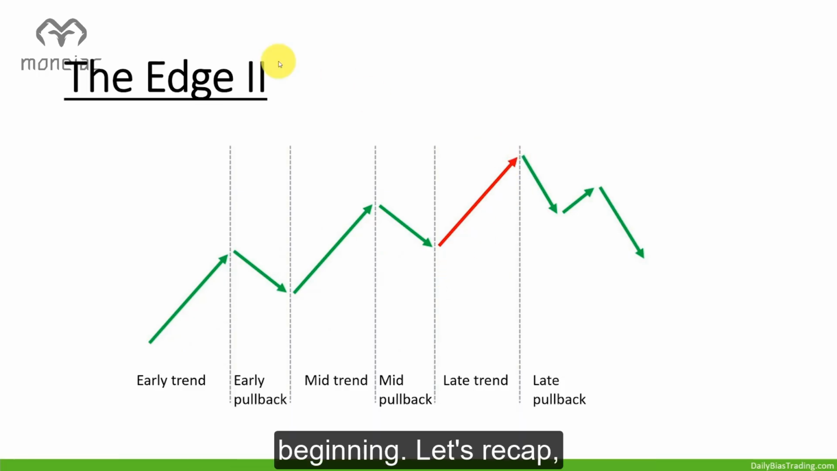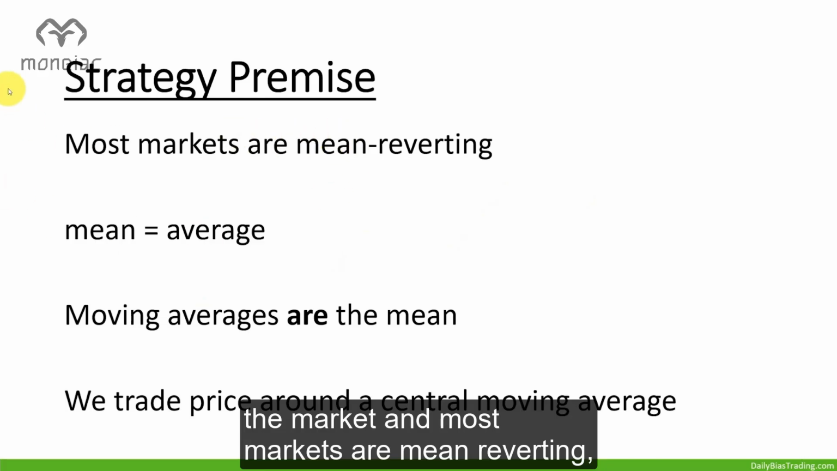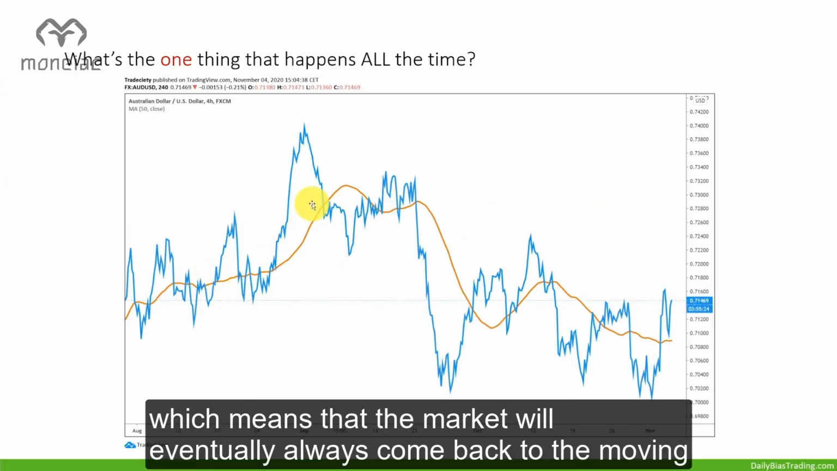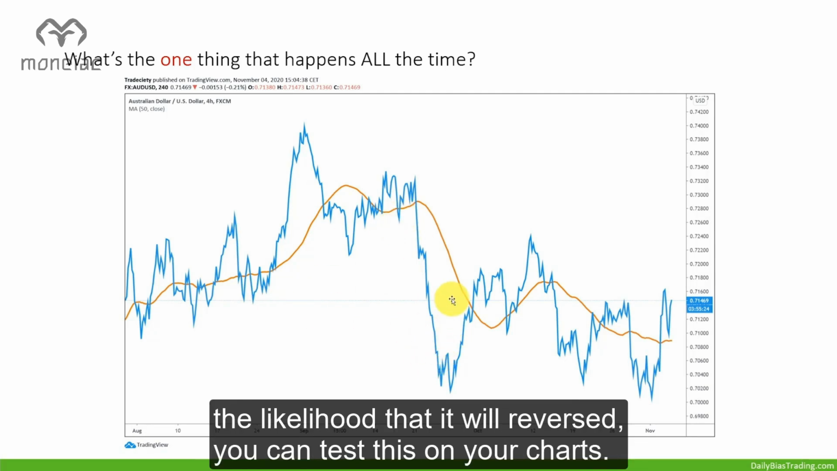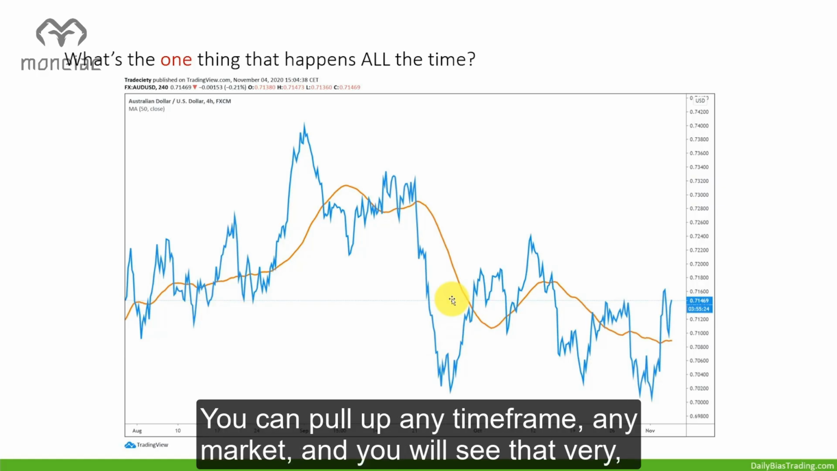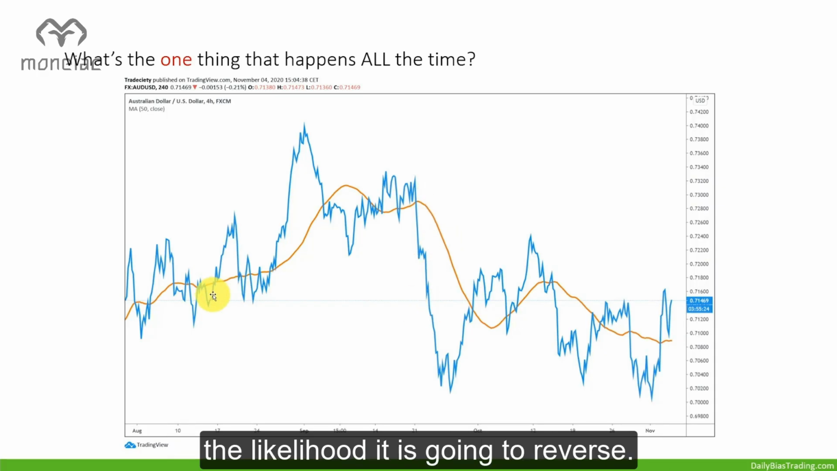As I've said in the beginning, let's recap. The market and most markets are mean reverting, which means that the market will eventually always come back to the moving average. However, the longer a trend goes on, the higher the likelihood that it will reverse. You can test this on your charts. You can pull up any time frame, any market, and you will see that very long trends are rare. And the longer the trend is going on, the higher the likelihood it is going to reverse.